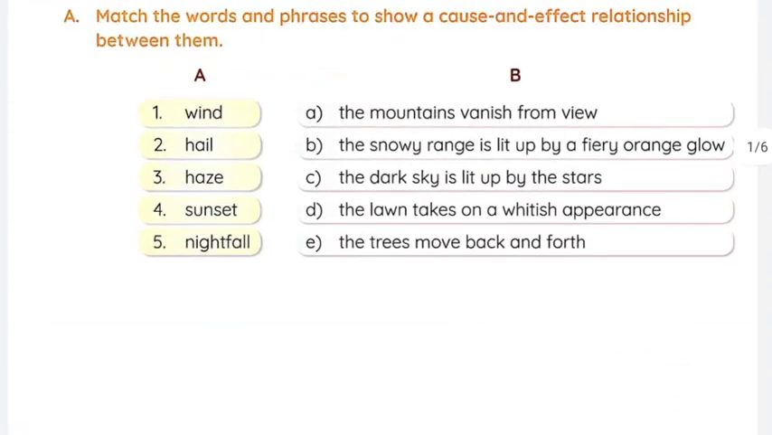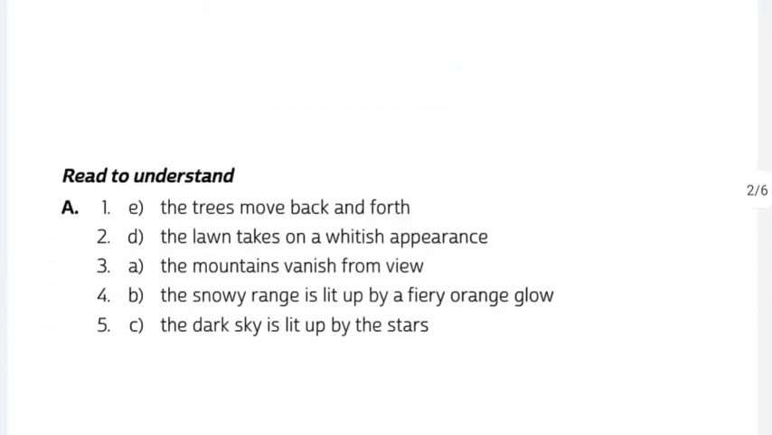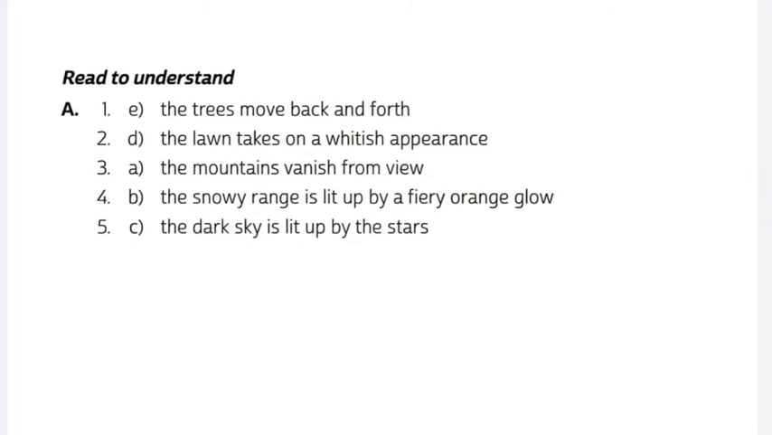And then the third one, haze. Haze, isn't it children? And the consequence or the result will be the mountains vanish from view, because haze means, as I told you, the foggy situation, the foggy weather, isn't it? The foggy surroundings will be there by the haze, then we cannot see the mountains.